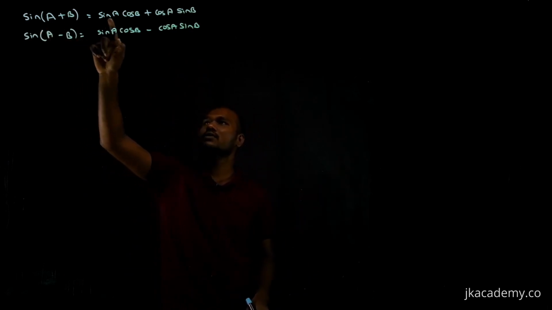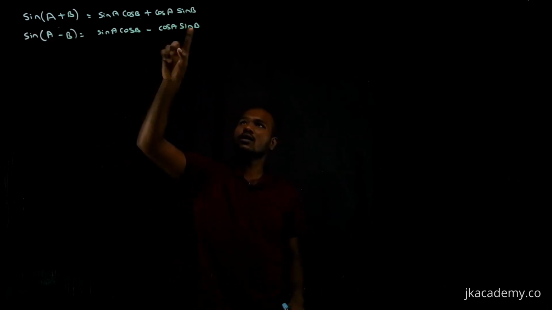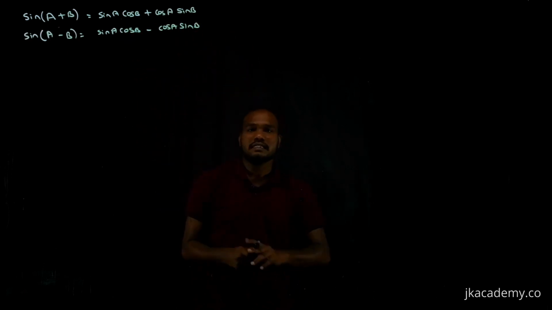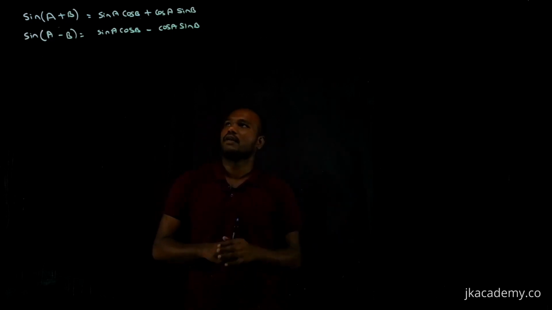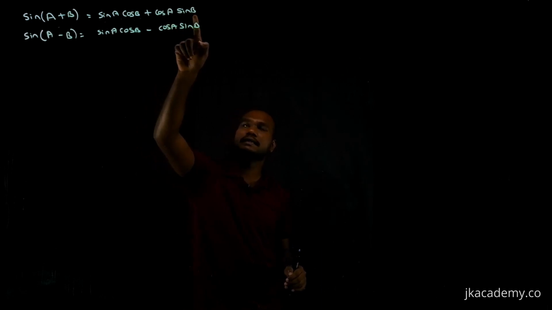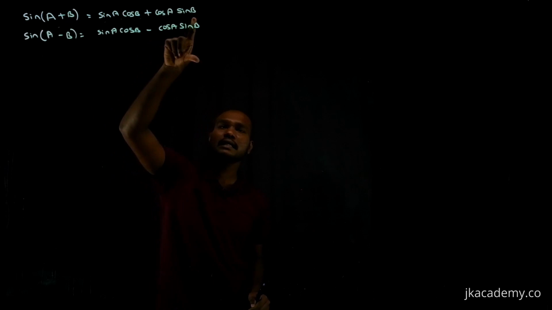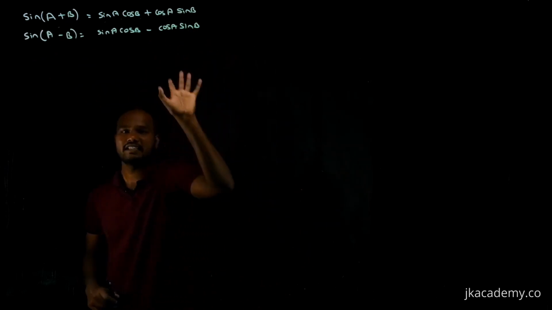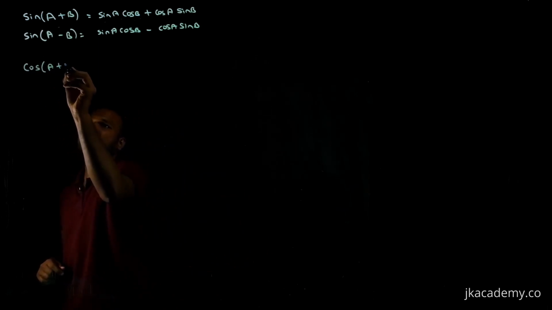Sin of A plus B is equal to sin A cos B. Sin means there will be a mix, sin and cos, cos and sin. A will always come first, then B. Sin A cos B plus cos A sin B. Learn it. The formula for sin of A minus B is the same, but in place of the plus, there is a minus. Okay.